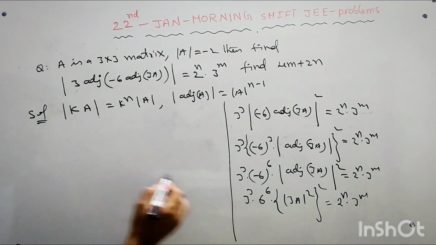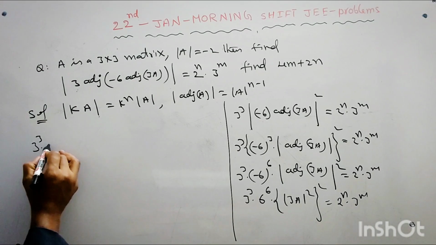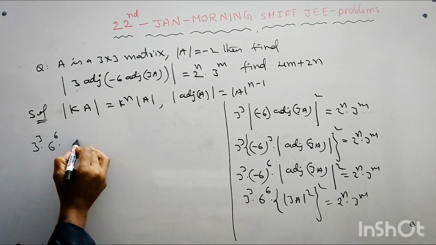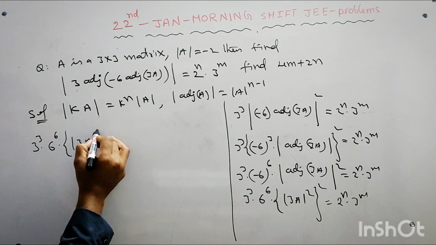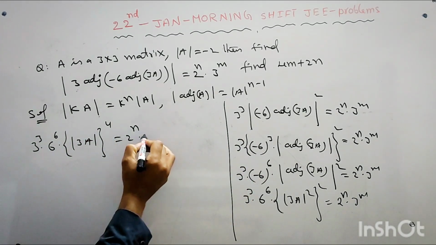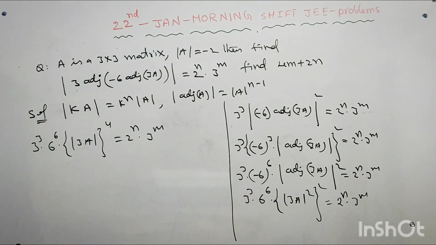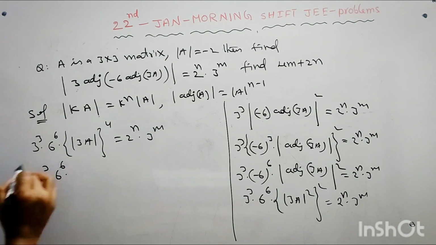Now students, here we have 3 power 3 into 6 power 6. This is actually det A. Multiply both the powers, you will get the whole power 4. I am writing 2 into 2 power 4. This is 2 to the power of n into 3 power m. Okay, so this is here 3 into 3, 6 power 6.